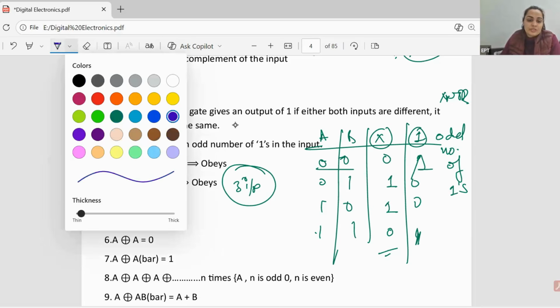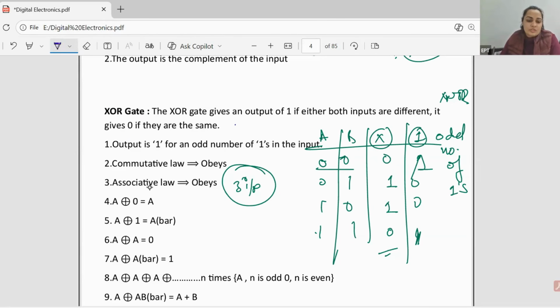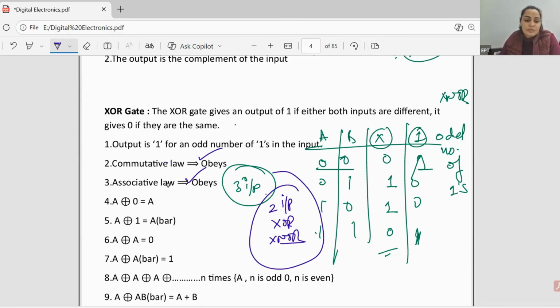See, a few important points here. So this already follows the commutative law and associative law. And students, one more thing: we will always have 2 input XOR and XNOR gates. We will never have a 3 input XOR or XNOR gate, right? This thing is very important, keep this in mind. Okay, it follows commutative and associative only for 2 inputs, right?